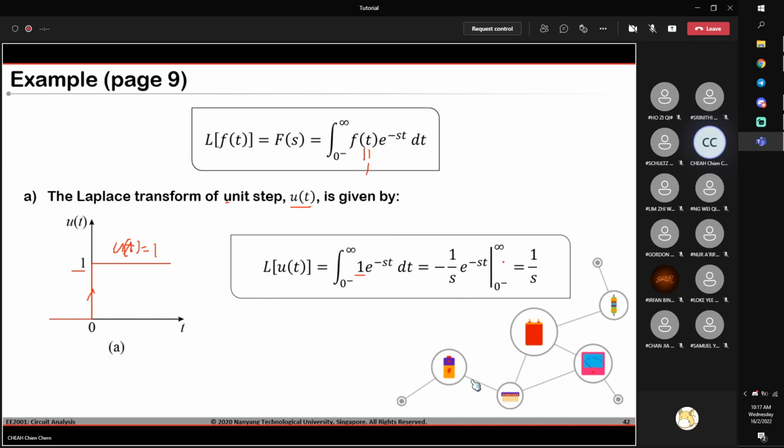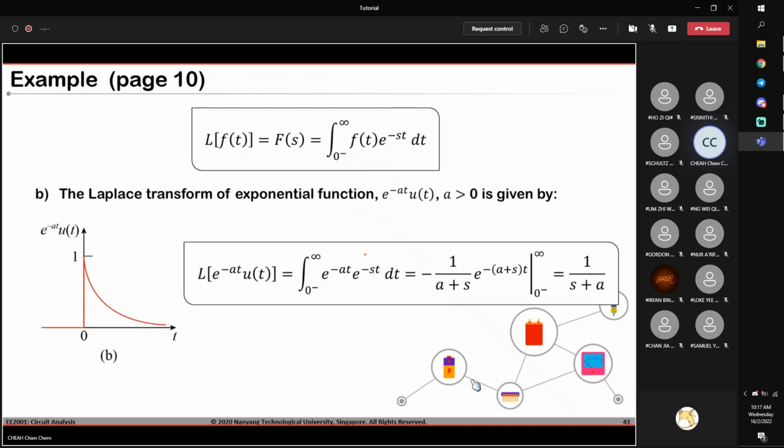Put the values from 0 to infinity, right? Then if you put s equal to infinity here, it disappears. You put s equal to 0, and then 0 minus negative, you get positive 1 over s. This basically means that the Laplace transformation of a constant of 1, for t greater than 0, is equal to 1 over s. Now, fortunately, you need not remember this, but you use a table to refer to this.